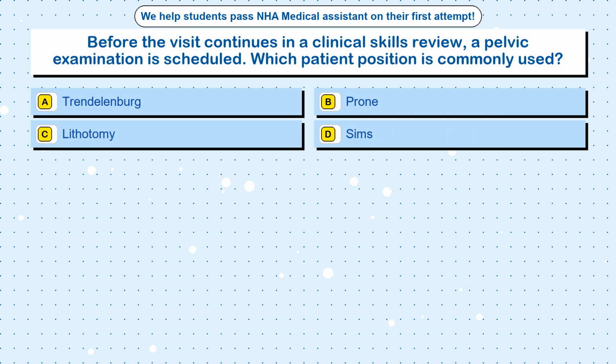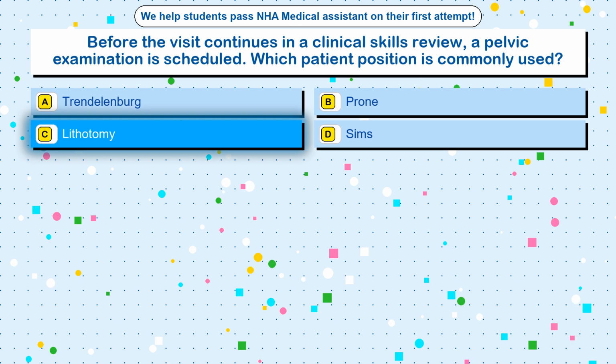Question 26. Before the visit continues in a clinical skills review, a pelvic examination is scheduled. Which patient position is commonly used? Option A, Trendelenburg. Option B, prone. Option C, lithotomy. Option D, Sims. The correct answer is option C, lithotomy.